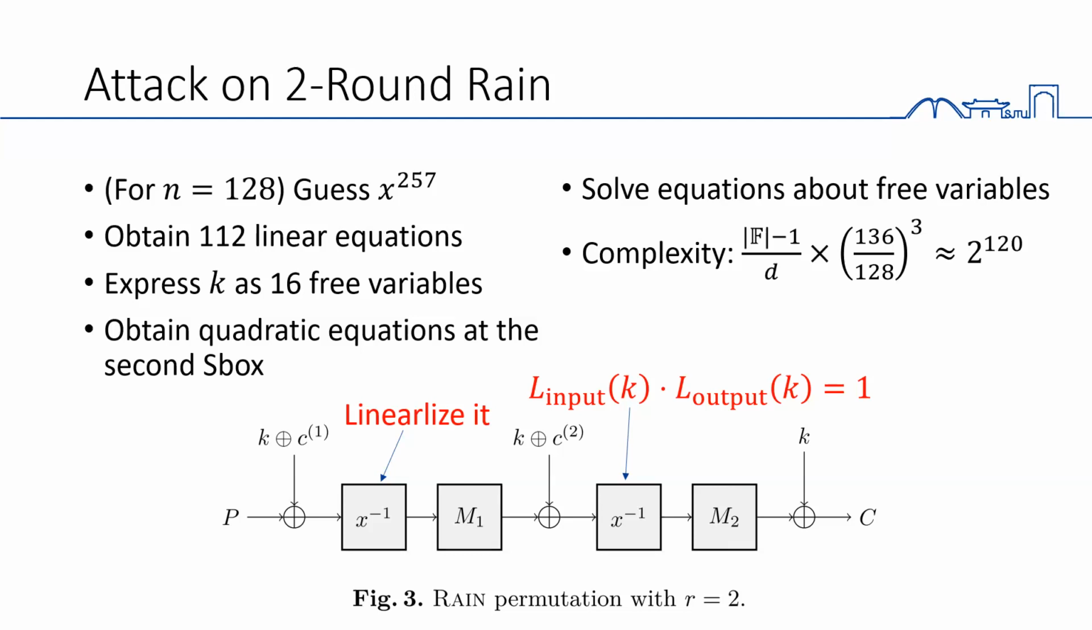The input of the nonlinear function can be expressed as a linear combination of k, and the output of the nonlinear function can also be expressed as a linear combination of k. And we know for an inverse function, the input multiplied by the output is 1. So we can have a lot of quadratic equations. And finally, we solve the equations in the free variables. The complexity will be 2 to the 120.